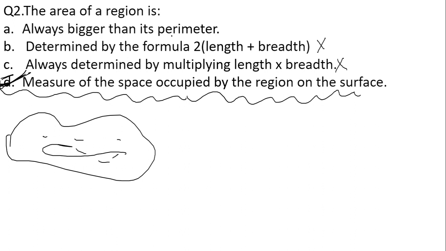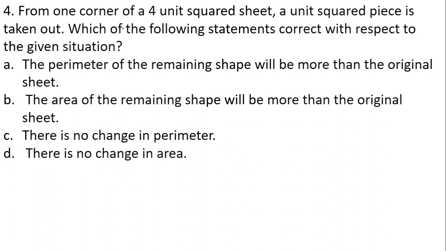If we look at option B, it is always bigger than its perimeter, not compulsorily. The area of a region is always bigger than its perimeter, not compulsorily, right? So here option D, the measure of the space occupied by the region on the surface, is the area of any region or any shape. Moving on to the next question.